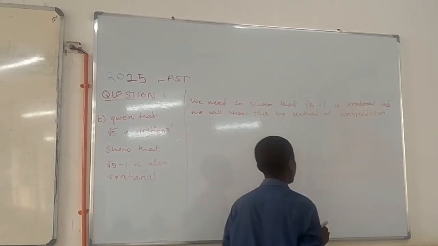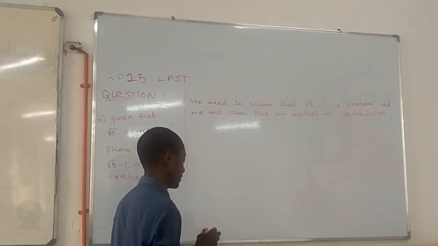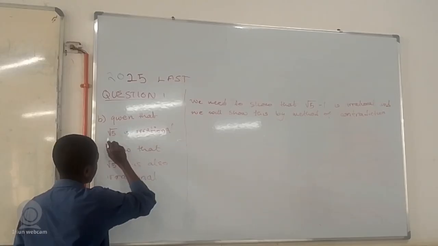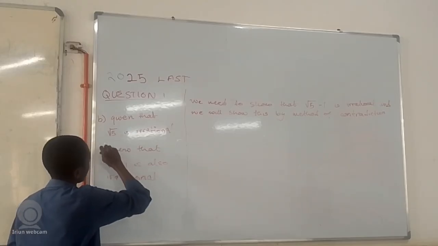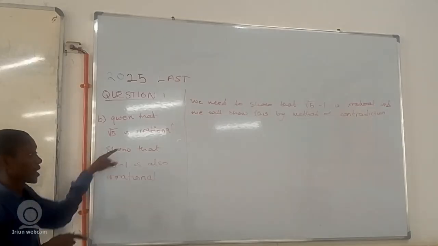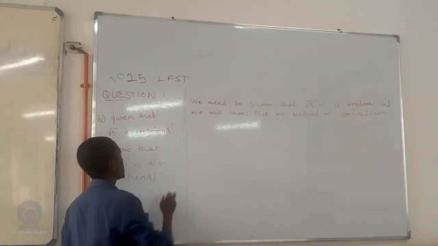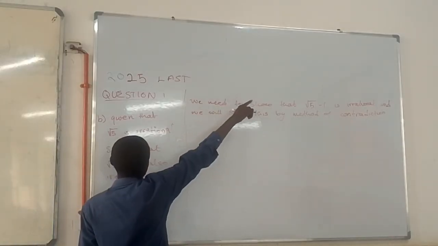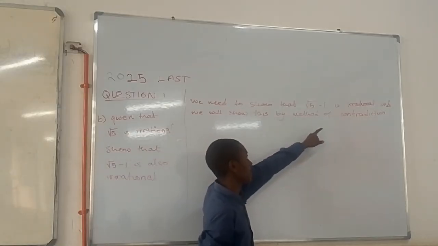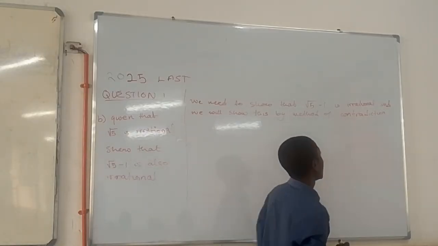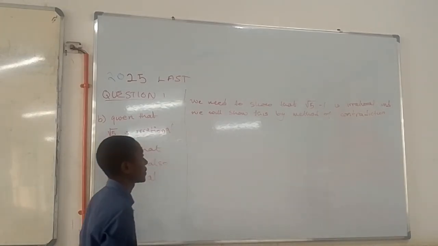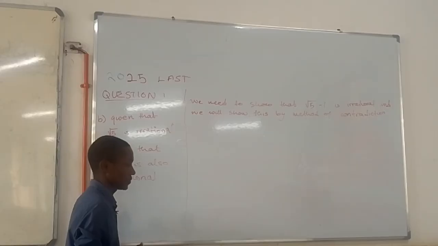So we'll show this by method of contradiction. I think you also need to put, given that root 5 is irrational, you should put it there. You say, given that root 5 is irrational, we need to show that root 5 minus 1 is irrational. And we will show this by method of contradiction.